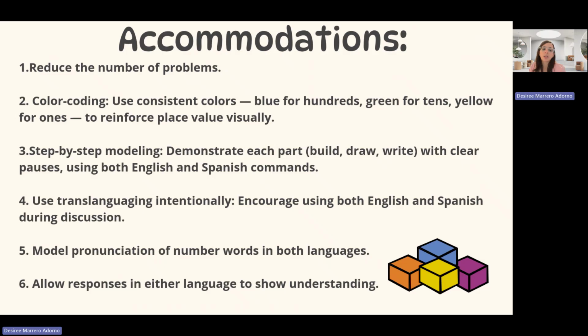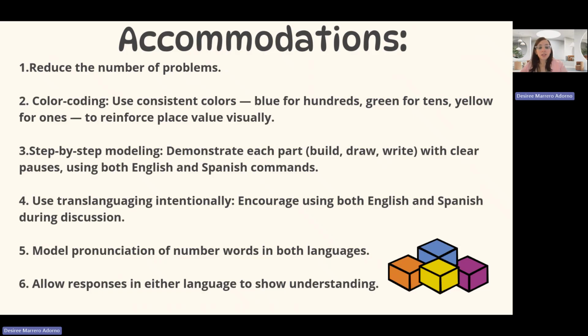Another one would be the step-by-step modeling. I use a smartboard for this accommodation for them to see the exact worksheet that they have on my smartboard, and I can demonstrate each part of the directions that I want them to follow.